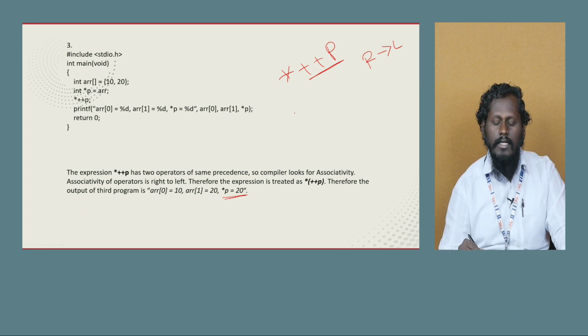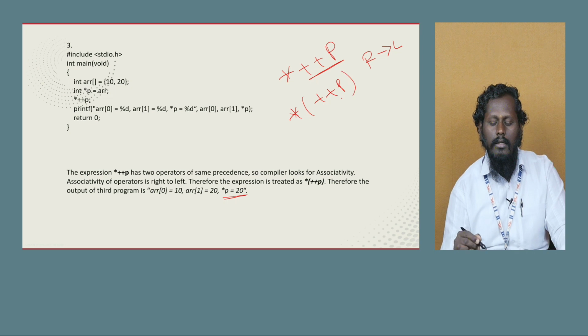So this will be grouped like that, star plus plus p. Correct? And whatever address is in p, that means p is pointing to the first element address 10, and plus plus means p is going to point to the address of 20. So this is the way we can evaluate our expressions.